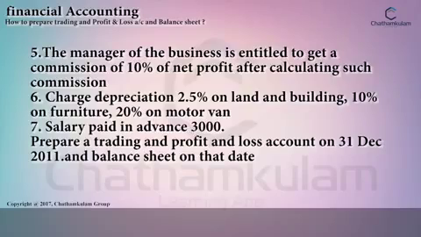The next adjustment is charge depreciation on land and building, furniture and motor van. The depreciation will be debited in the profit and loss account and deducted from the corresponding assets in the asset side of the balance sheet. The final adjustment is salary paid in advance rupees 3,000. Prepaid expenses. This is a current asset. So we will deduct from the debit side of the balance sheet.